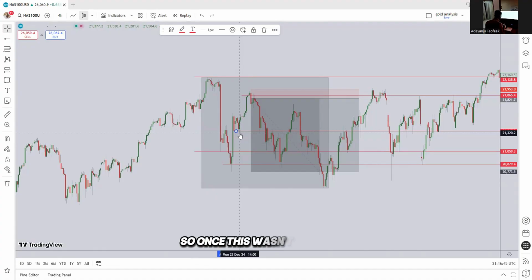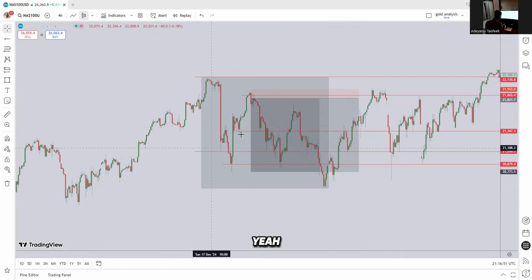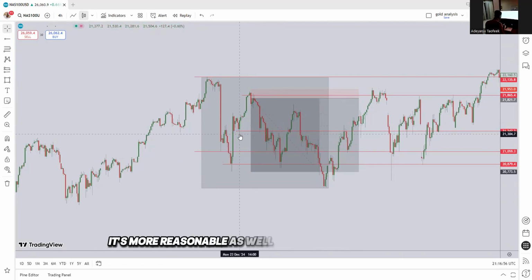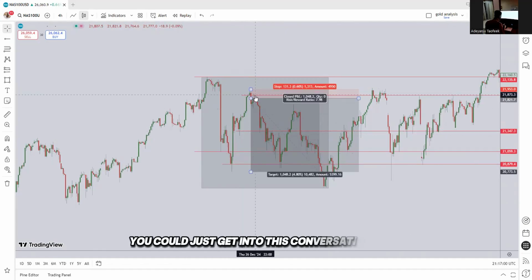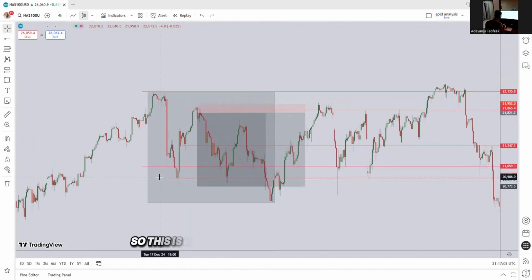So once you spot an engulfing, you just keep holding, and then you could actually get into a continuation part. Yeah, that's actually fair as well. It's more reasonable as well. If you couldn't get it, you could just get into this continuation. Okay, so this is how the market moves.